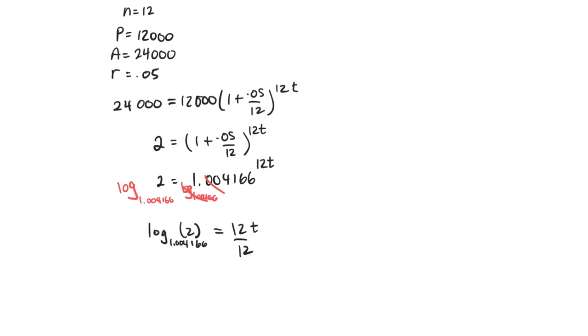And then divide by 12. The value of time is log base 1.004166 of 2, divided by 12. So now this is something that would be typed into a calculator. We're going to approximate this, and I'm getting approximately 13.89 years.